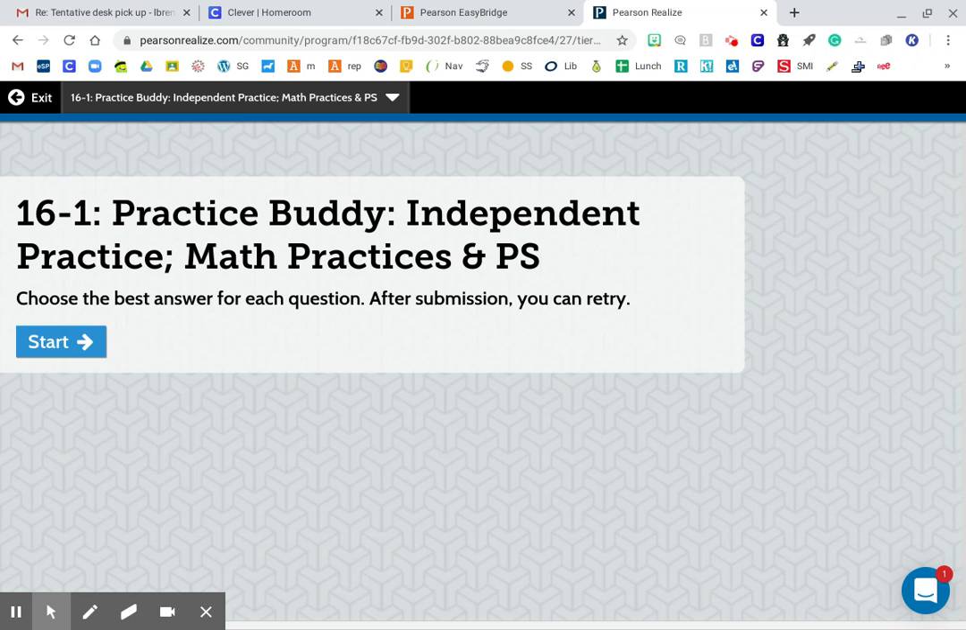Okay, class. This morning we're going to review 16-1. I'll do a couple questions on the buddy practice. And 16-1 is addressing a review of triangles. And remember, all triangles can have two names, kind of like a first and a last name. One of the names is directly related to the length of its sides.